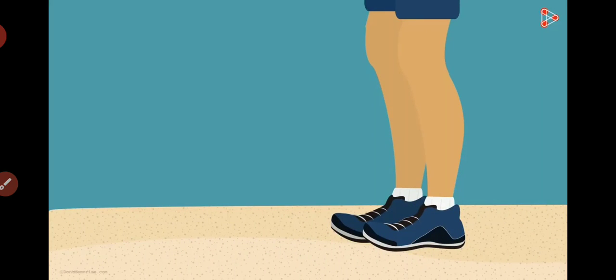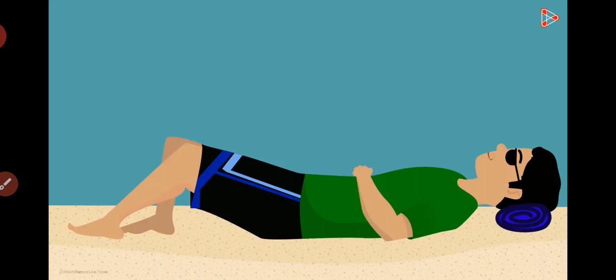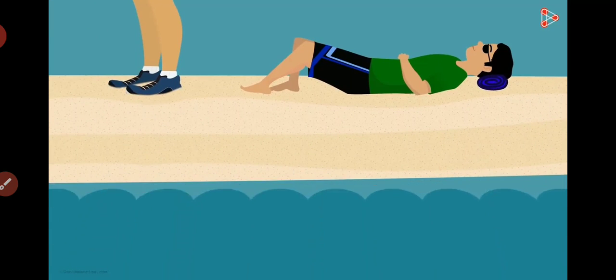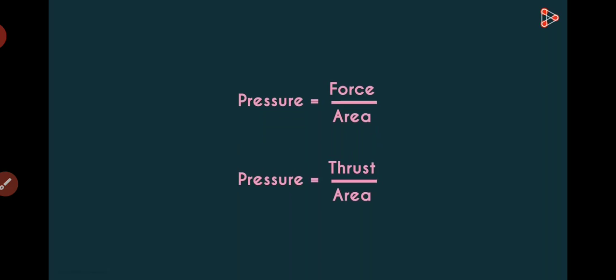Before we answer that, let me give you a second situation. When you stand on loose sand, you see that your feet go deep into the sand. Now, if you lie down on the sand, will you go just as deep into the sand? No, you won't. But if the force exerted in both the cases is the weight of your body, then why is the depth in the first case more? That's where the concept of pressure comes in. Pressure is nothing but the force per unit area. If we're talking about thrust, it would be thrust per unit area.